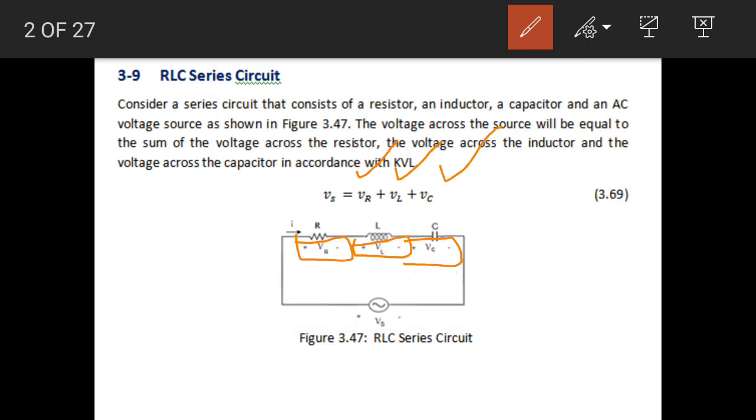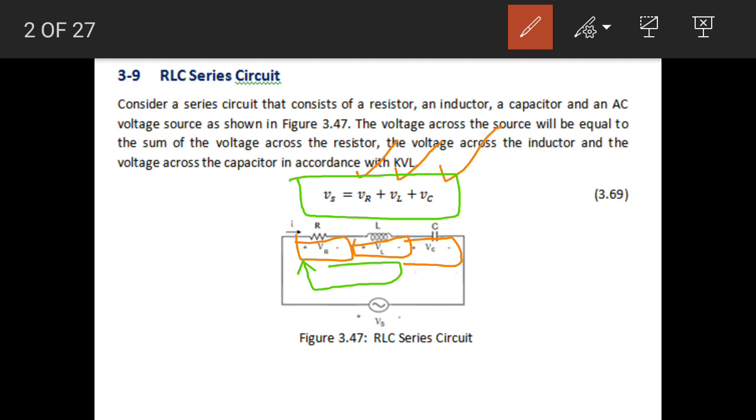If we apply KVL to this loop, according to KVL, the voltage across the source will be equal to voltage across the resistor plus voltage across the inductor plus voltage across the capacitor. So the sum of the voltage across all these three passive circuit elements results in the source voltage.